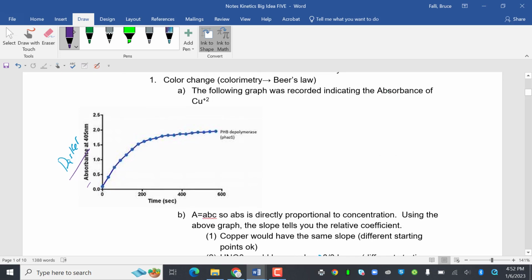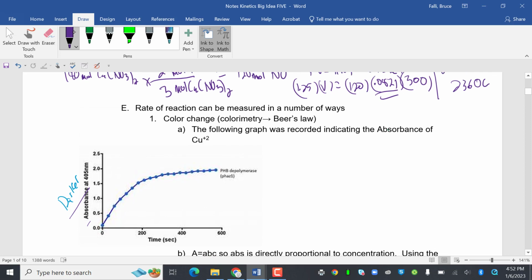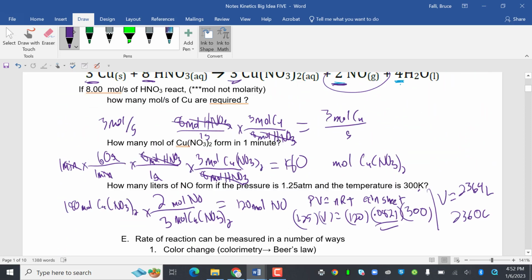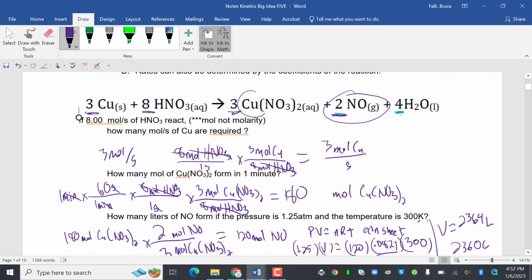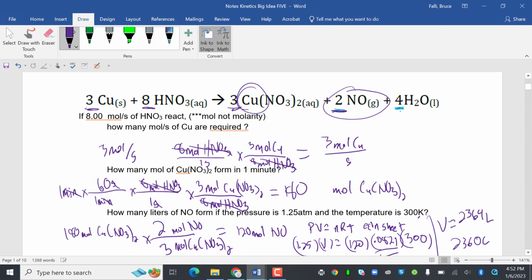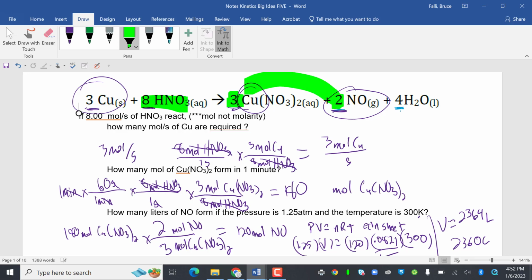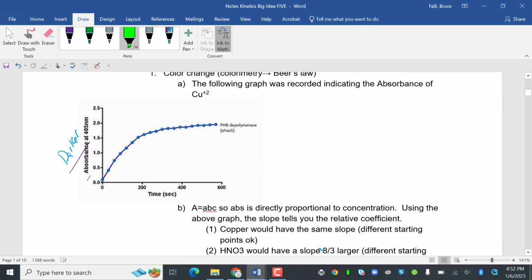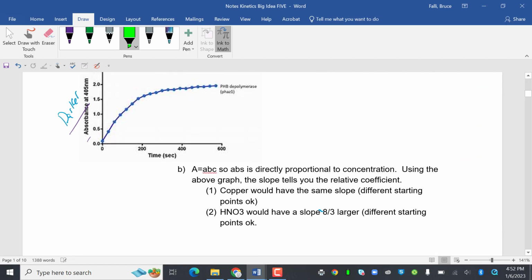So I'm looking at Cu plus 2, which is this, right? Copper would have the same rate because it has the same coefficient. Nitric acid would be different, a factor of 8/3. NO compared to this would be 2/3. And water would be 4/3. So copper would have the same slope, different starting points are okay.